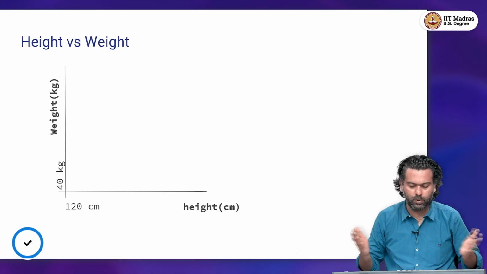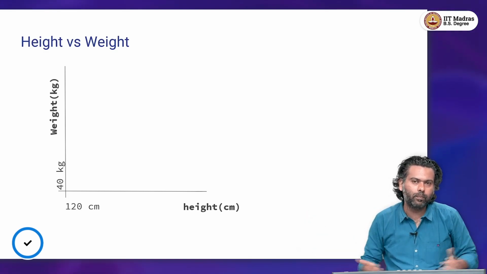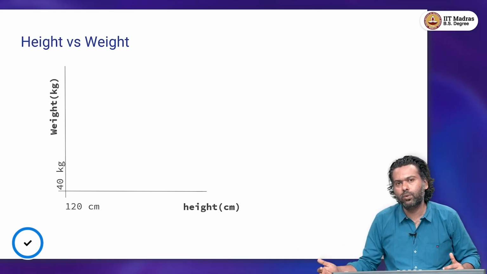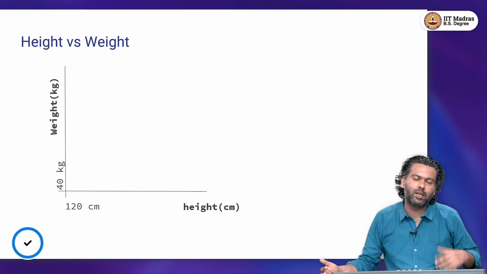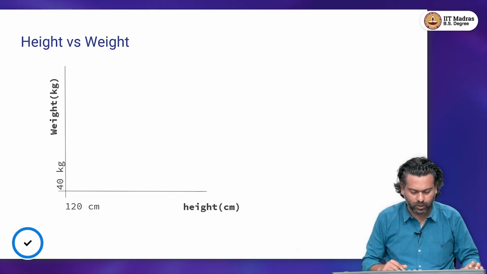Let's say the height is between 120 centimeters and 200 centimeters. Most people are going to be in that range, or let's say even 100 centimeters to 200 centimeters, and the weight, let's say, is from 30 or 40 kgs till 200 kgs. Hopefully it will be in that range, right? So the average human range.